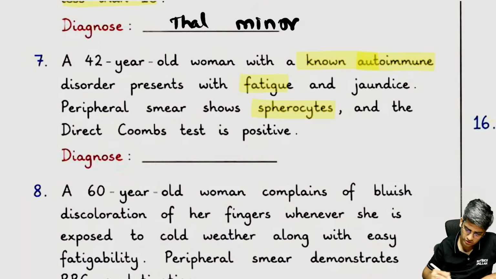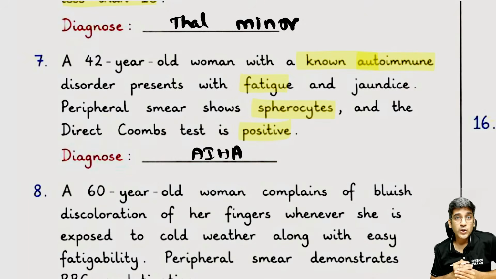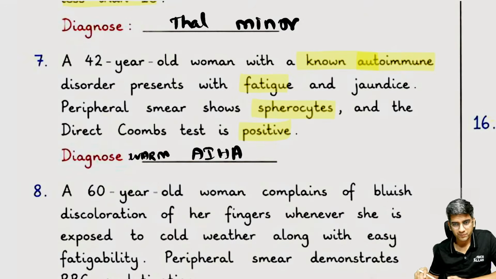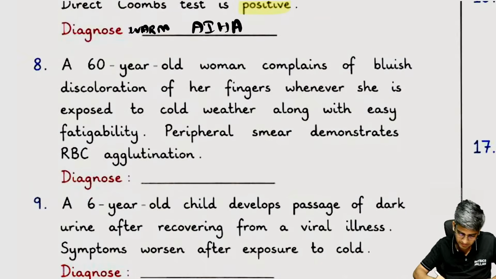Classical known autoimmune disorder. Coombs test positive. I'd go with autoimmune hemolytic anemia. I can actually prefer to call it warm on two bases. One, that's the most common. Second, I don't have a history of Raynaud's phenomenon. So I can call it warm, but I'll stick to autoimmune hemolytic anemia. That also is good enough for me. Fine. Next.